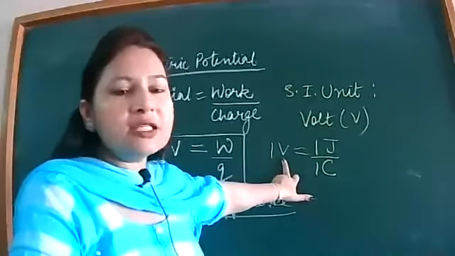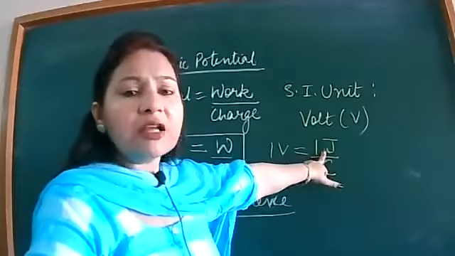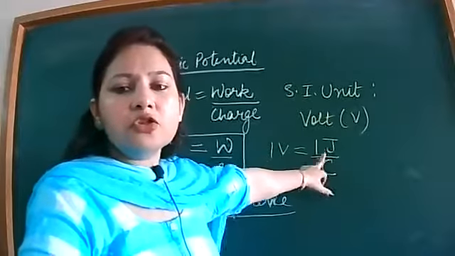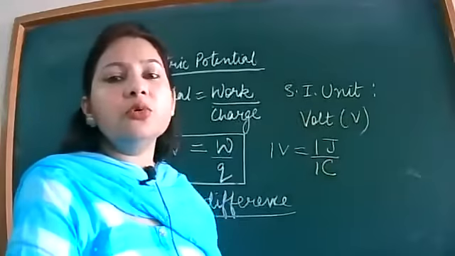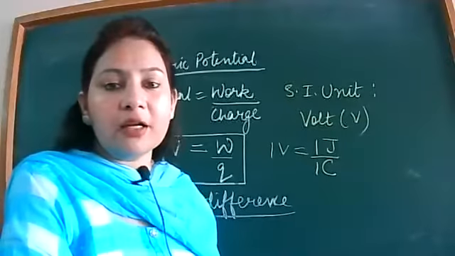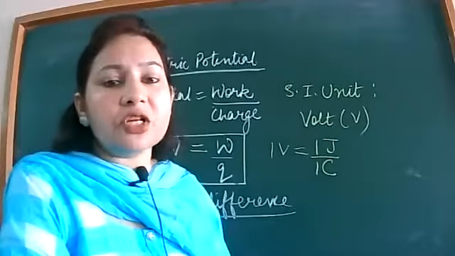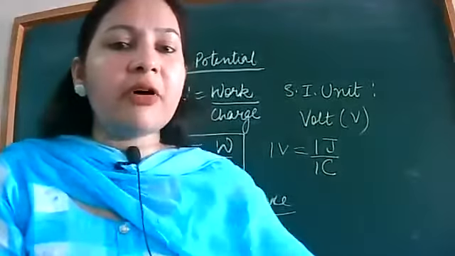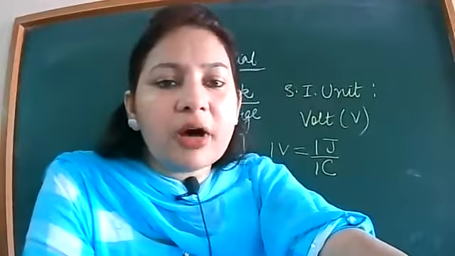So 1 volt is the potential at a point if 1 joule of work is done to bring 1 coulomb of charge from infinity to a certain point. Jis point pe aap potential nikaal rahe ho, agar 1 joule ka work aapko karna pad raha hai to bring 1 coulomb of charge, then potential will be 1 volt. So write down the definition of 1 volt.